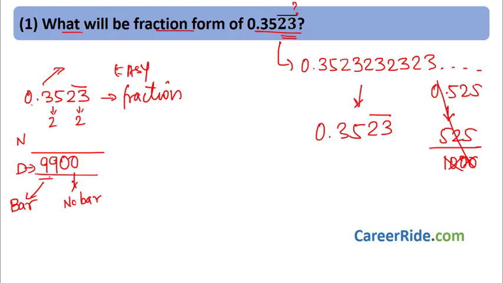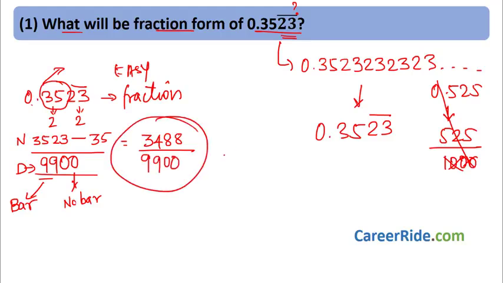Now how to find the numerator? Write first the entire number after the decimal point, that is 3523, minus what should we subtract? We should subtract the number which is not below the bar, that is 35. What do we get? We get 3488 divided by 9900. This is the fraction form of 0.3523. Understood?